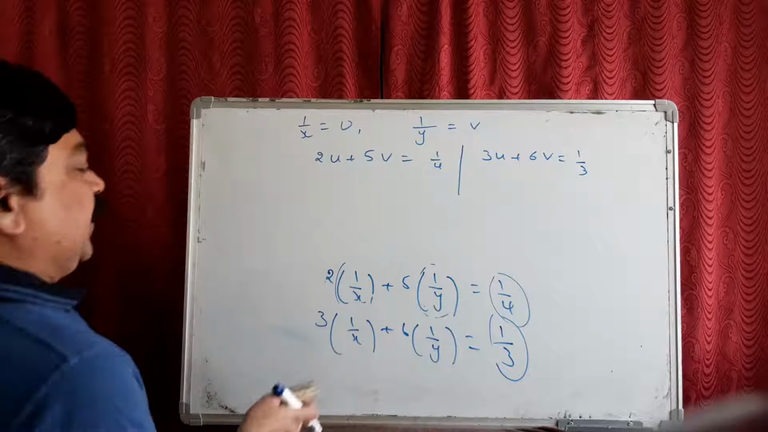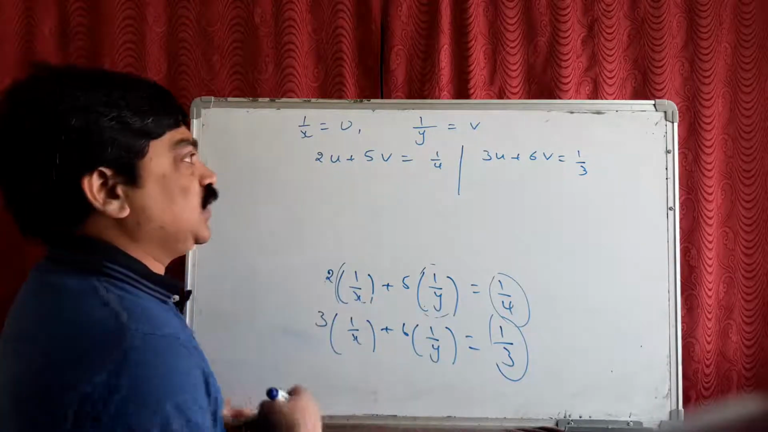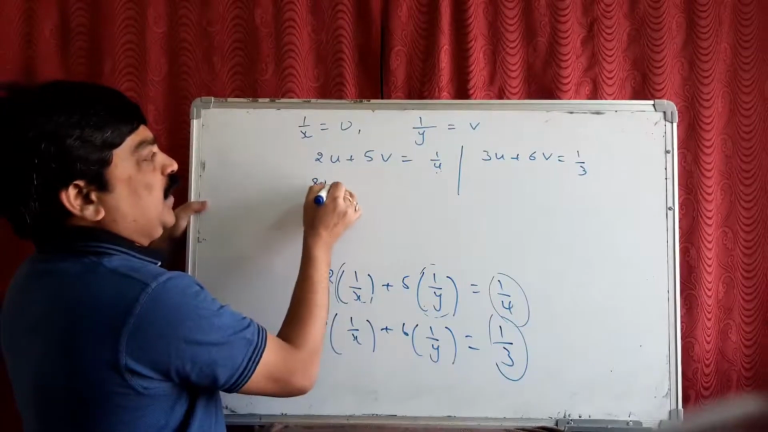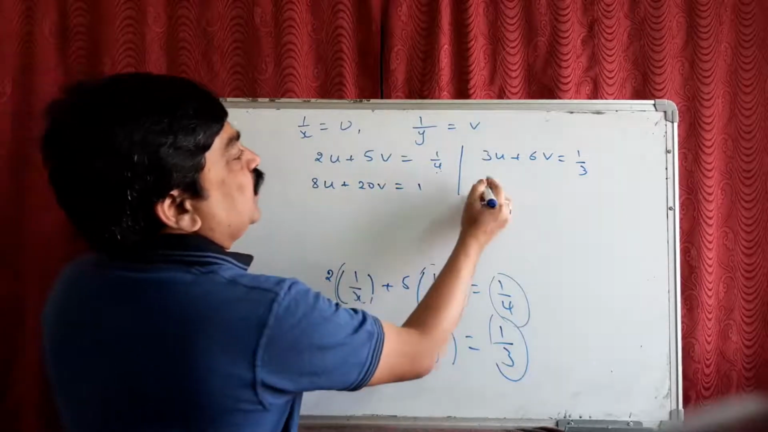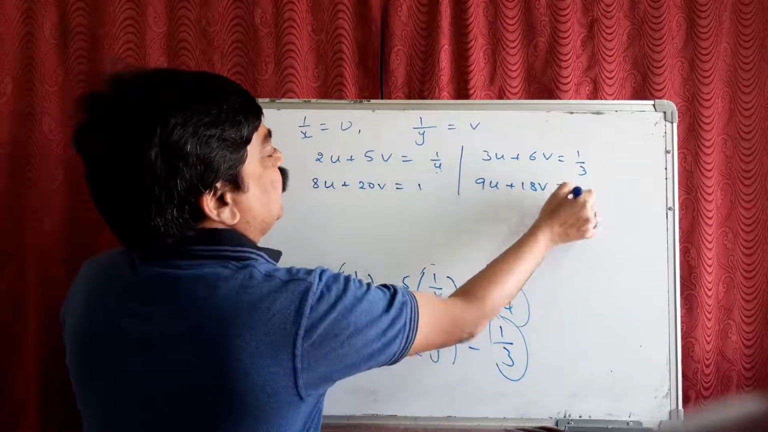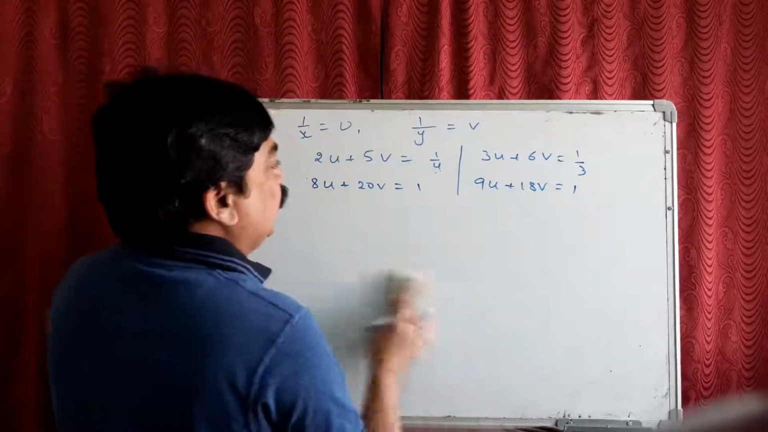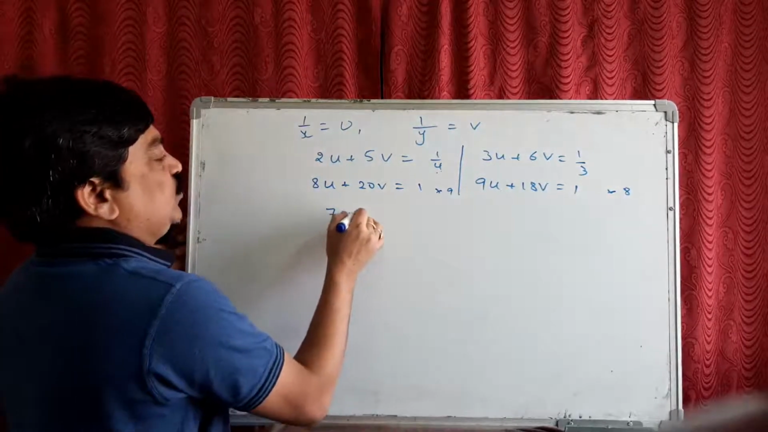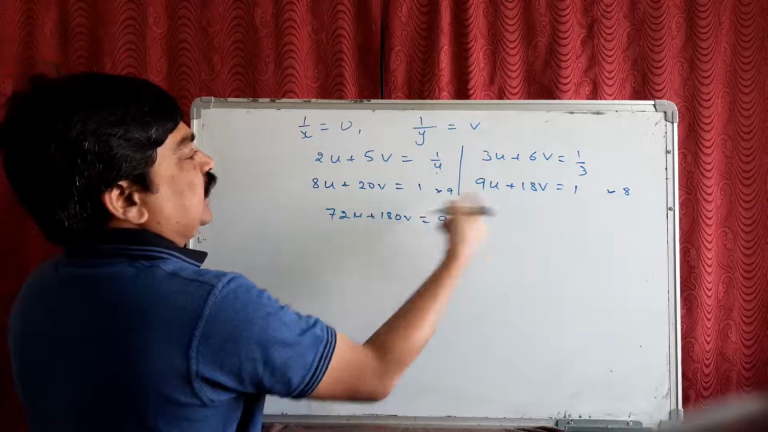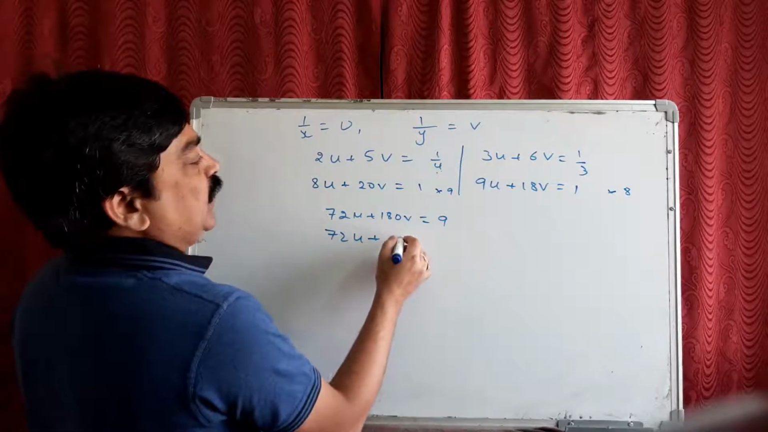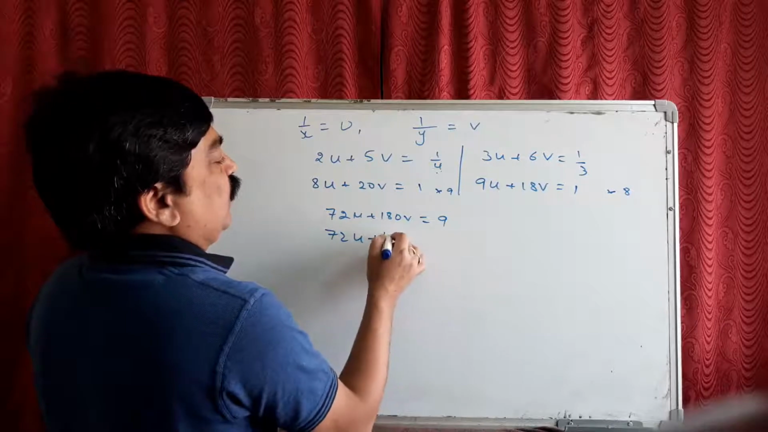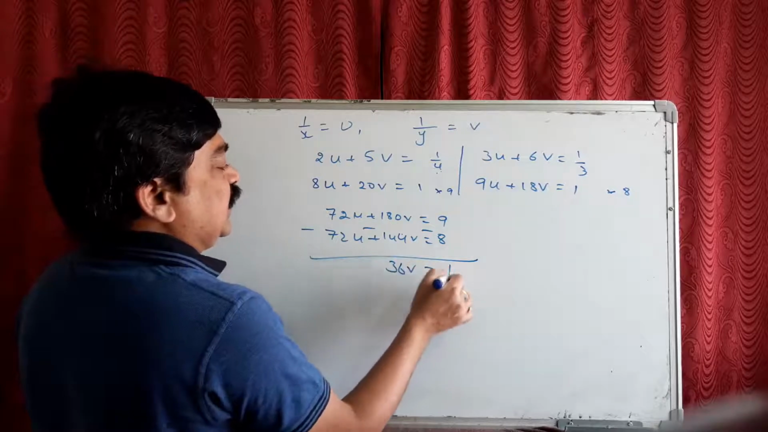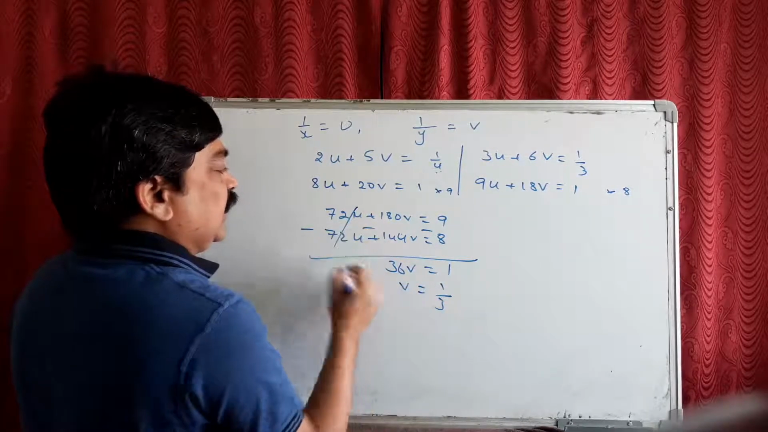Now after writing like this, by taking 1 by x as u, converting into a pair of linear equations, we solve. Before solving, you just cross multiply. Cross multiply 4 with this, it becomes 8u plus 20v is 1, and 9u plus 18v is equal to 1. How to solve these two? We go with elimination: this into 9, this into 8. 72u plus 180v is 9, 72u plus 144v is 8. Subtract, this becomes 36v is 1, v is equal to 1 by 36.